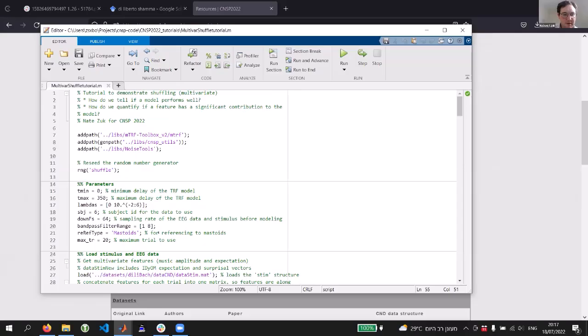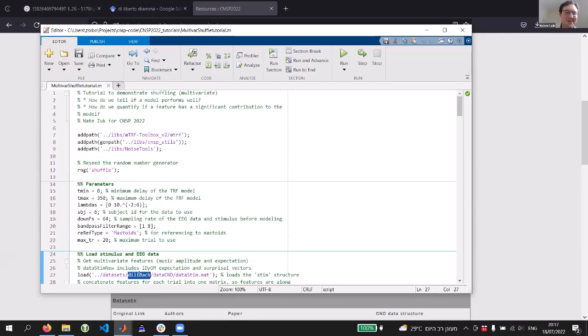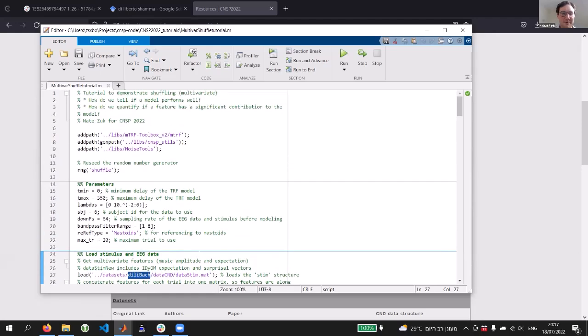And what I'll be working with is the Dili-Bach dataset. I like the name, Joe, I really do. Okay, great. Anyway, that's the data set I'll be using.